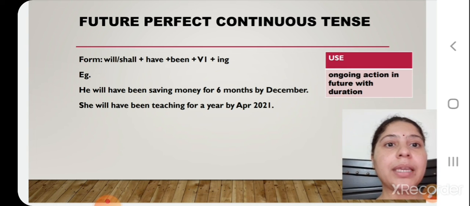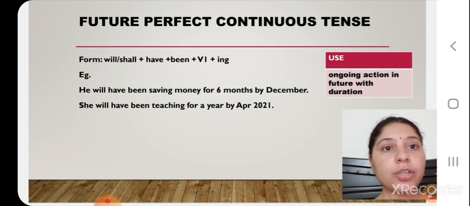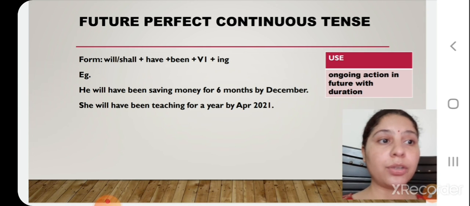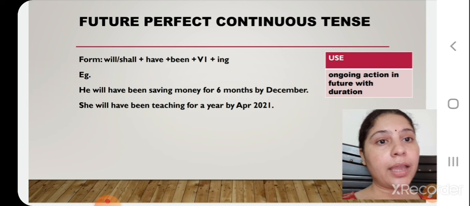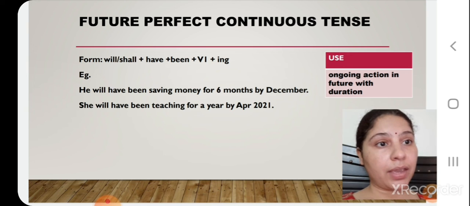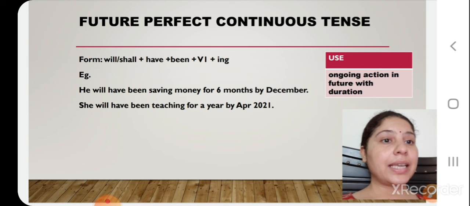He will have been saving money for 6 months by December. So somebody has started saving money in the month of July, you can say, and so by December he will have been saving money for 6 months. So this sentence means that in December it's not going to end, it will be continuing. So from July, August, September, all these months he will have been saving. He will be saving money, and by December we can say he will have been saving money for 6 months.